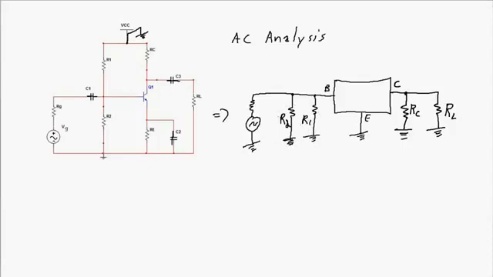Now, if desired, I could simplify this a little bit more. I could combine these two resistors to make one equivalent resistor of R1 in parallel to R2, and I could also combine RC and RL into one equivalent resistor and make it the equivalent RC parallel to RL.